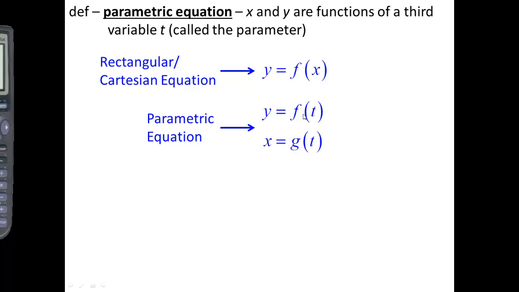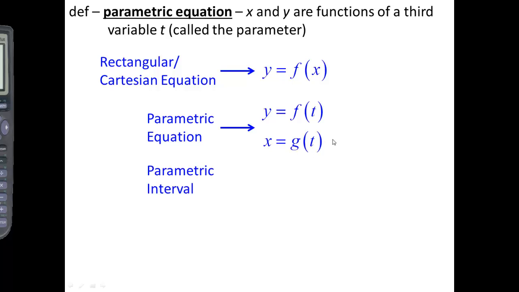Now notice I use different letters to represent each of the functions because again they do have to be described as different functions. Y is its own function, I called it f. X is its own separate, completely independent function. We'll call it g just because I can't call it f.